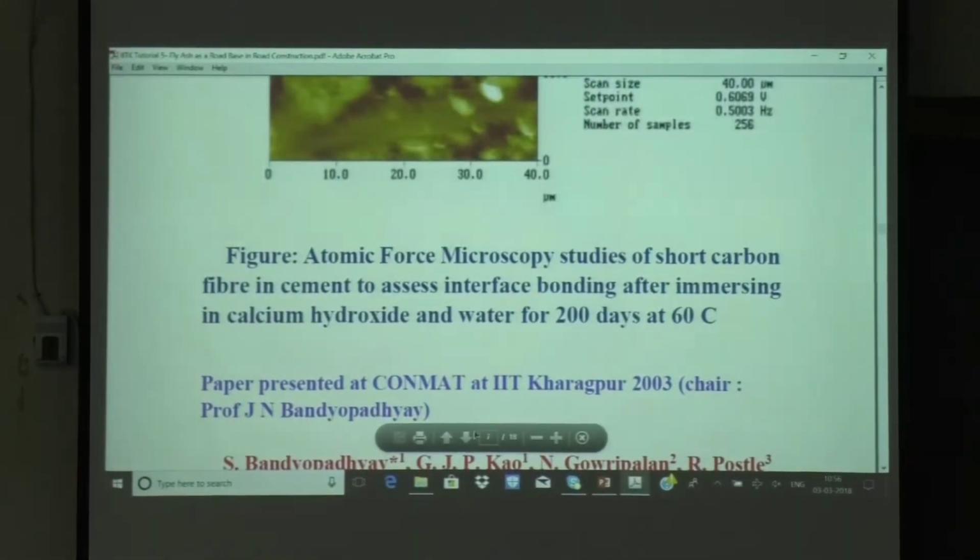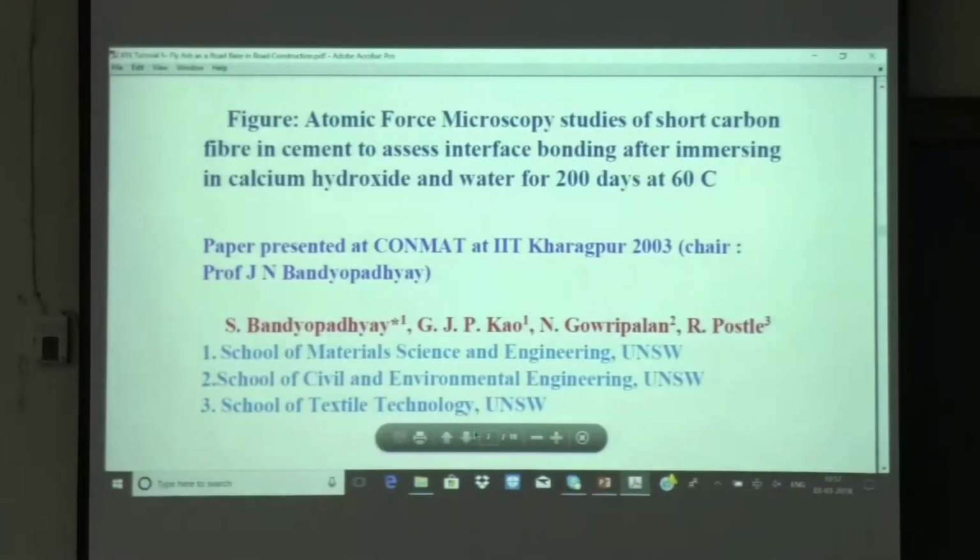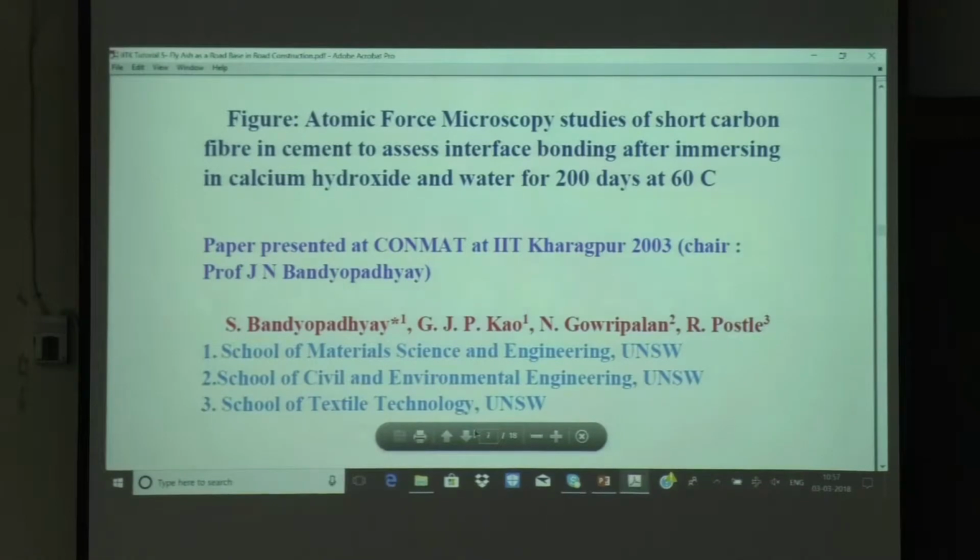So these two shots which you have seen show an atomic force microscopy study of short carbon fiber in cement to assess the interface bonding after immersing in calcium hydroxide separately and water separately for 200 days at 60 C. That kind of work can be done. And this particular work we had presented in CONMAT, the Construction Materials Conference, organized by Civil Engineering at IIT Kharagpur in about, I think, 2003 or 2004.